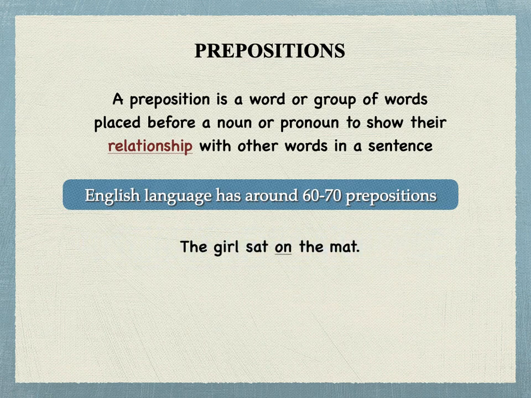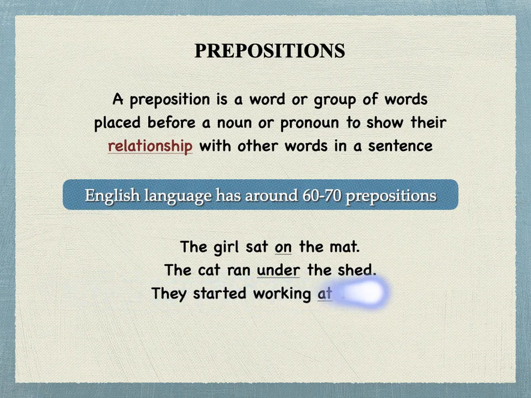The girl sat on the mat. Now, on here is a preposition. The cat ran under the shed. Under is a preposition. They started working at 11 a.m. At is a preposition here. Now look at all these three sentences. You can see that these prepositions are in fact establishing a relationship between certain words in the sentence.